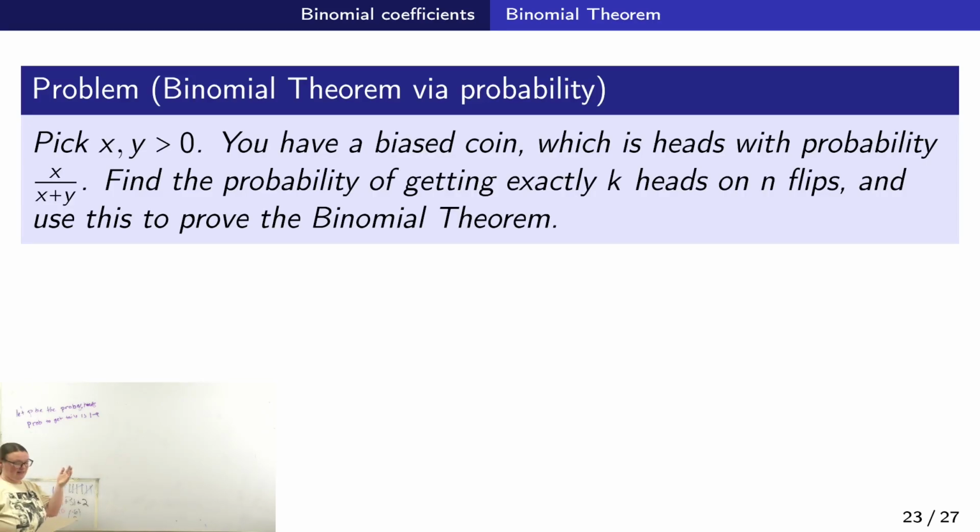So the probability I get heads in the first K flips, and tails every other time, is P to the K, 1 minus P to the N minus K. For any possible K, we get, I should label this.